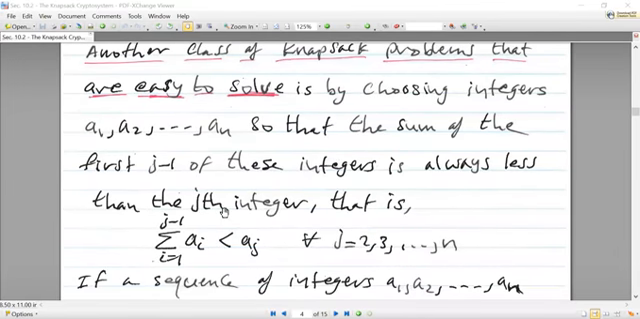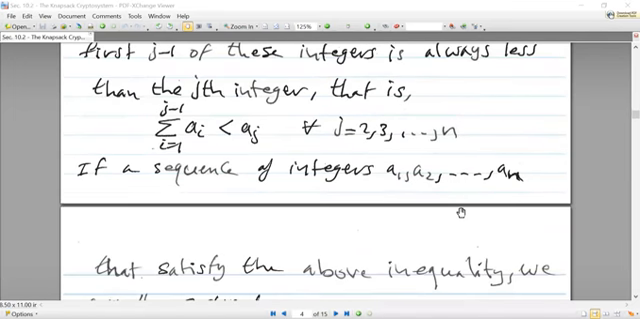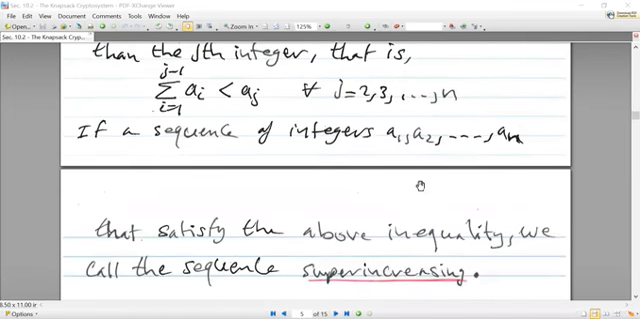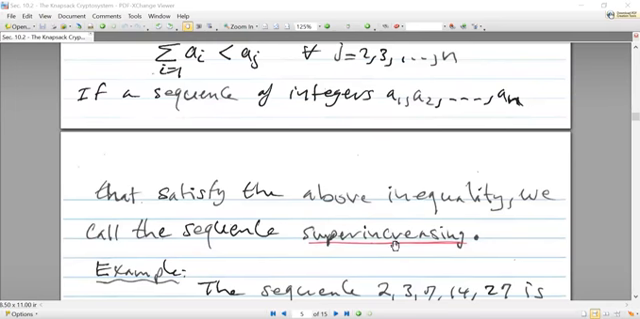So the condition, we can express it as: the sum for i equal 1 to j minus 1 of a sub i is required to be less than a sub j for every j from 2 to n. A sequence that satisfies this property, we refer to as a super increasing sequence.